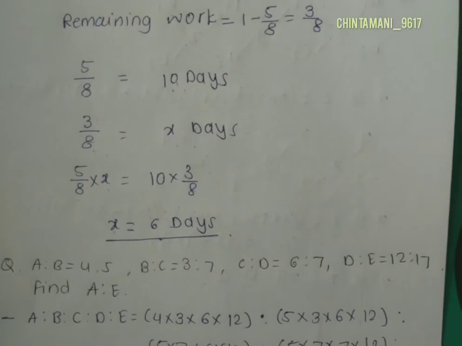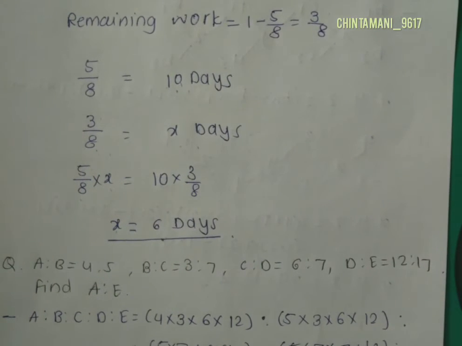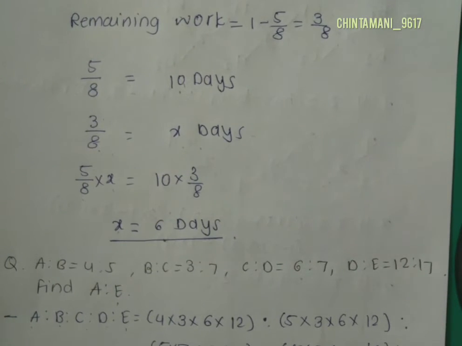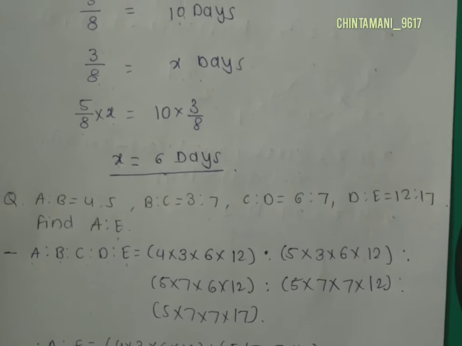Moving forward, the next question is, if we are given a by b is equal to 4 as to 5, b by c is equal to 3 by 7, c by d is 6 by 7, d by e is 12 by 7, then we have to calculate a by e. So we know the formula to calculate a as to b as to c as to d as to e, that is N1, N2, N3, N4, which we have seen previously.